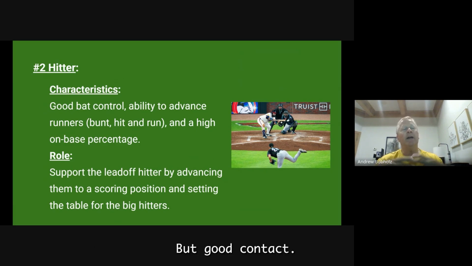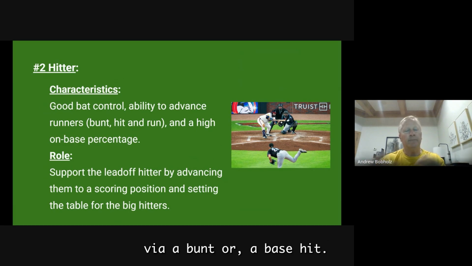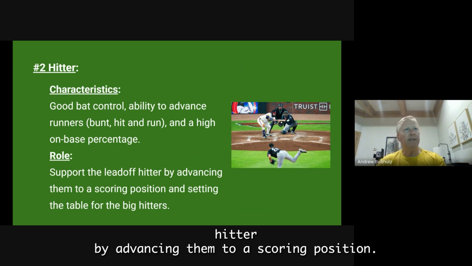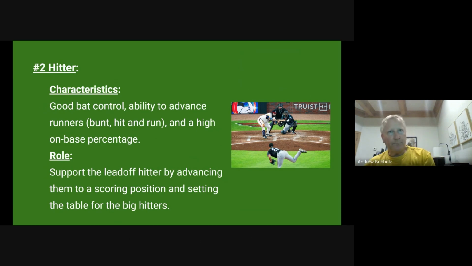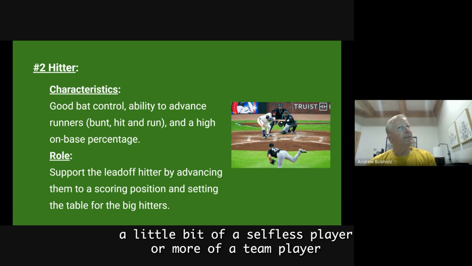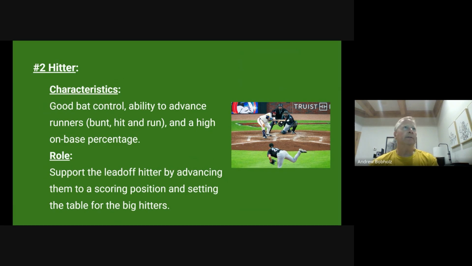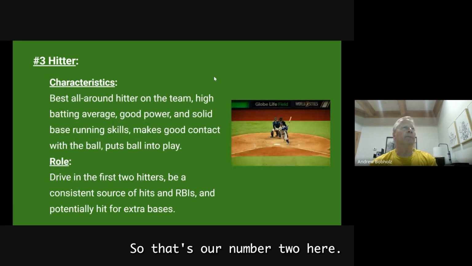All right, but good contact and the ability to kind of move that runner over via a bunt or a base hit. So the role then is to support that leadoff hitter by advancing them to a scoring position and then setting the table for the big hitters behind. And so they're kind of a little bit of a selfless player or more of a team player, because they're willing to bunt and maybe taken out in order to move that leadoff hitter, again, into second or even third base into a scoring position. So that's our number 2 hitter.